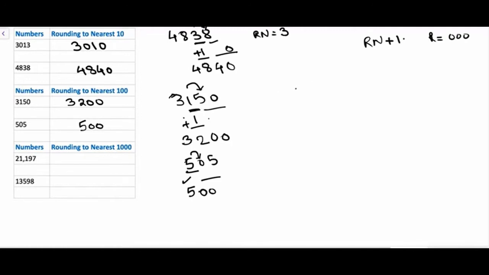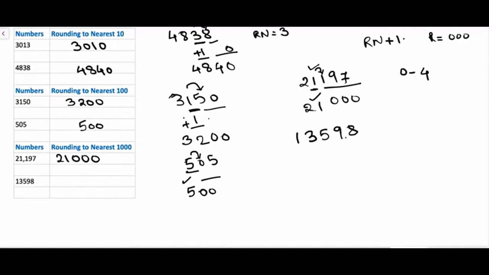Now let's see rounding to the nearest thousands. 21197. The digit at the thousands place is, ones, tens, hundreds, thousands. So we have to round off to the nearest thousand. The rounding number here is 1 and the digit just right of it is 1. So it is from 0 to 4. The rounding digit will remain as it is and all the rest of the right side digits will turn to 0, 0, 0. So it will become 21000. So 21197 is rounded off to 21,000.